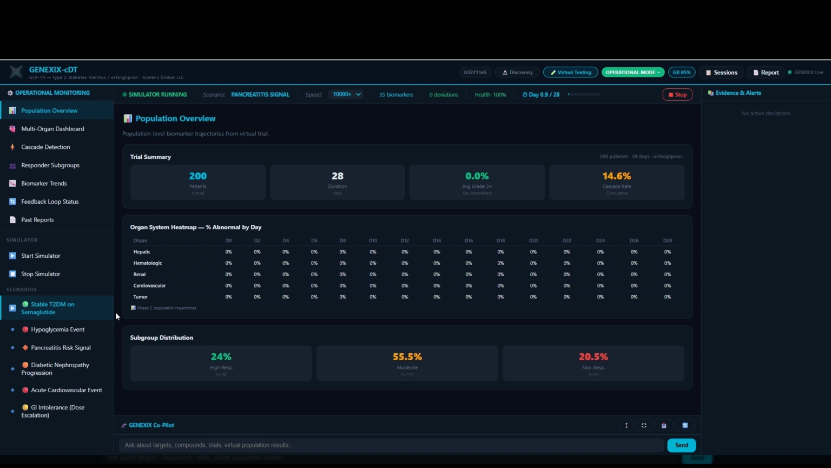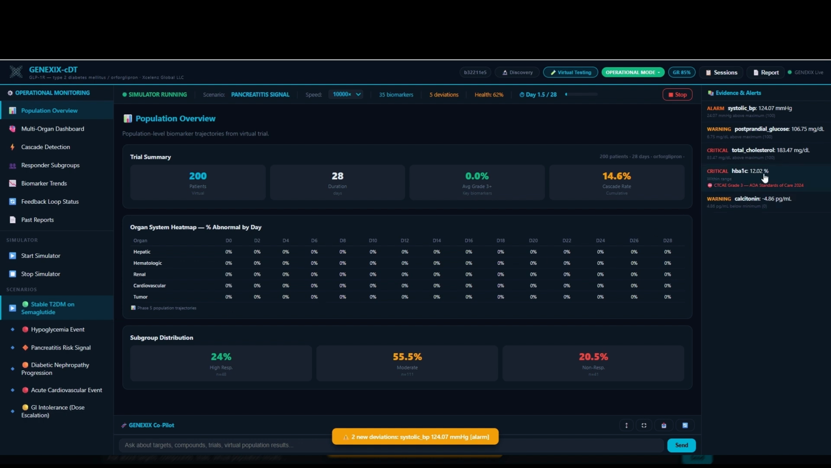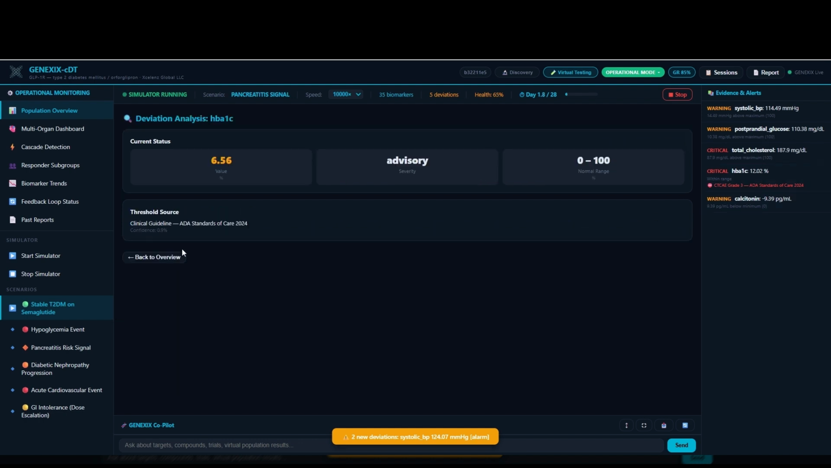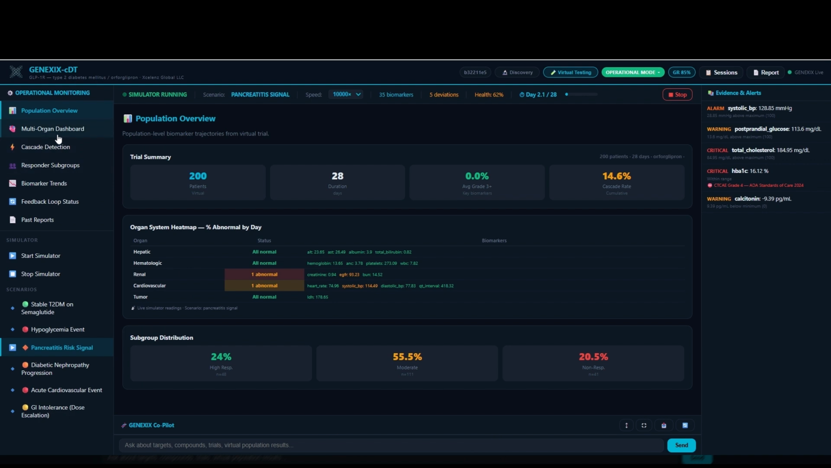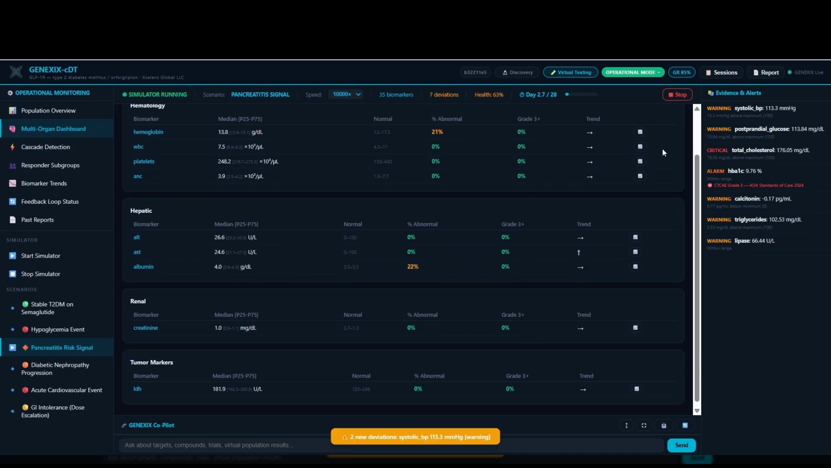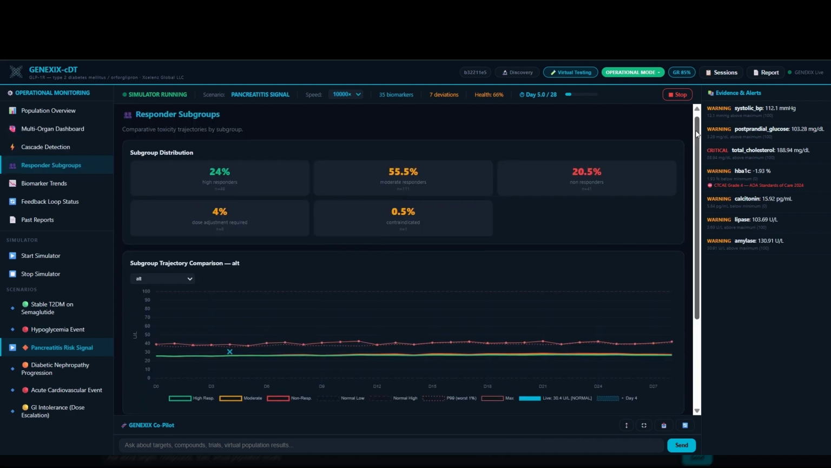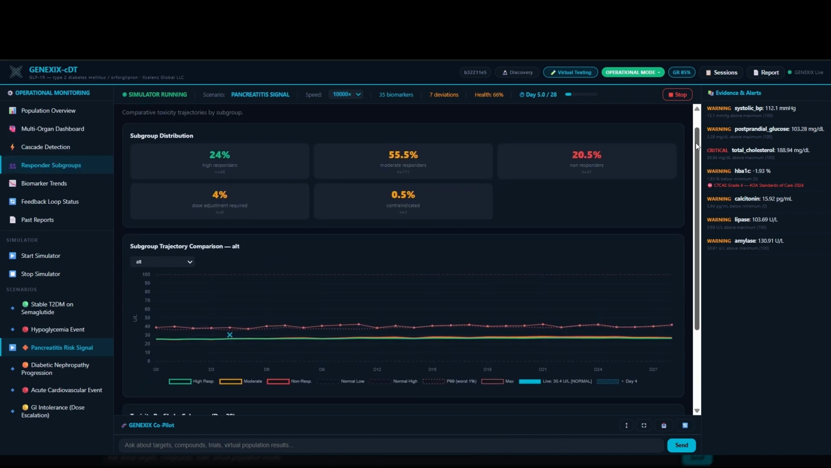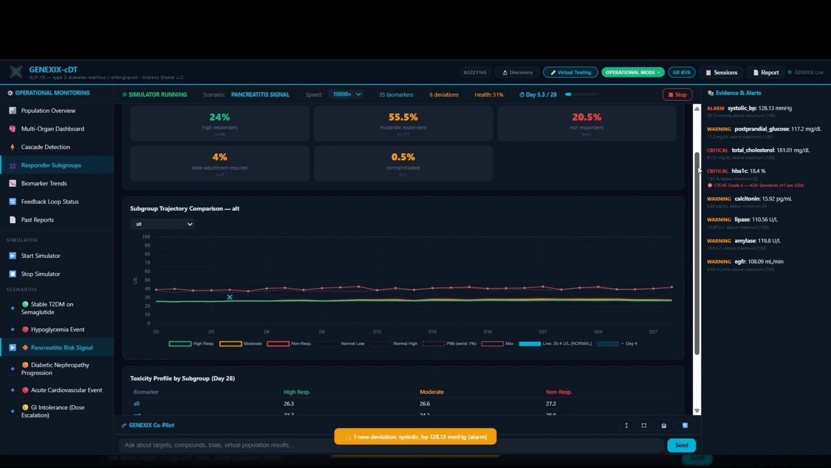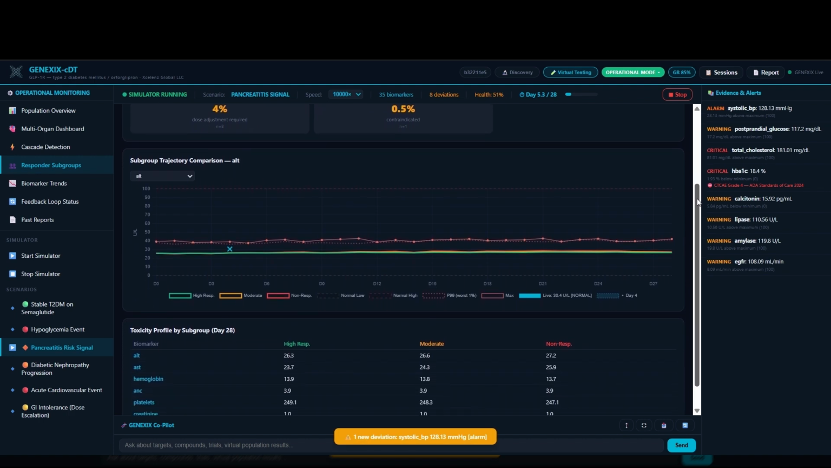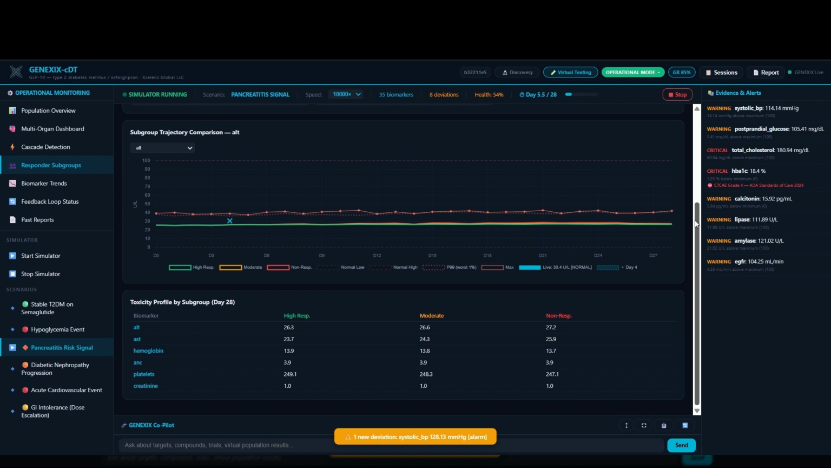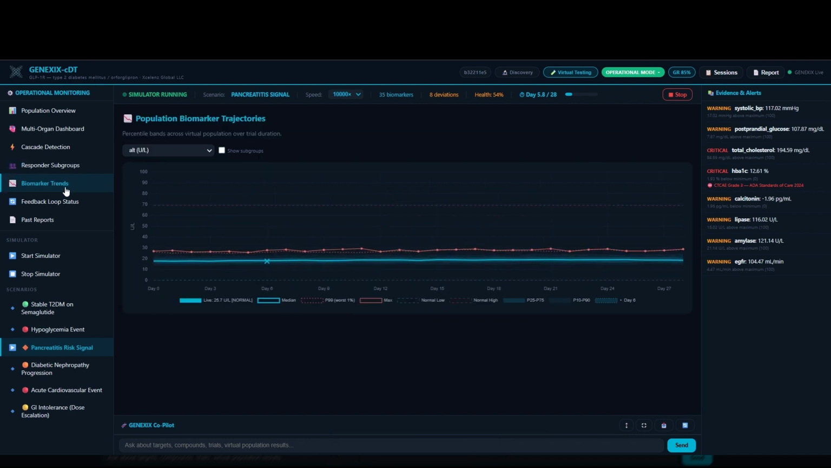200 virtual patients, 28 days, 35 biomarkers, organ system heat maps, subgroup behavior, deviation alerts, all monitored continuously. A pancreatitis risk signal is triggered. The system immediately begins tracking live deviations: blood pressure, postprandial glucose, cholesterol, HbA1c, lipase, C-peptide, and other biomarkers. The health score starts falling as the risk scenario evolves.